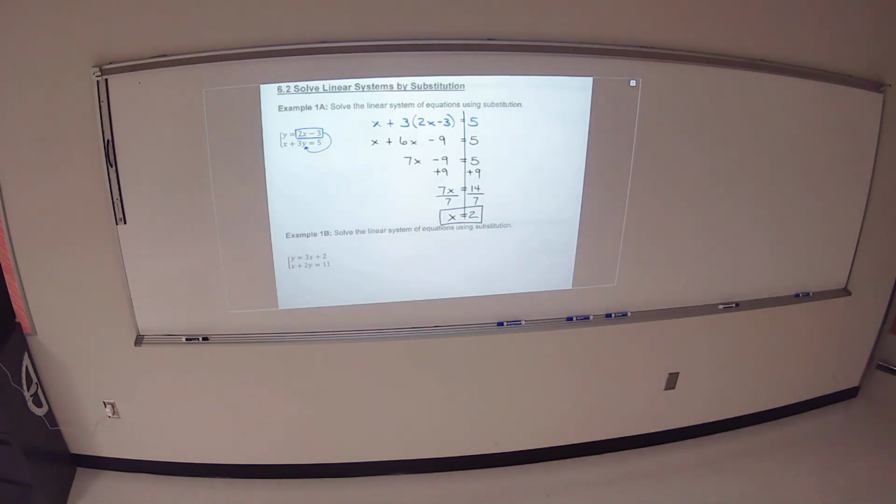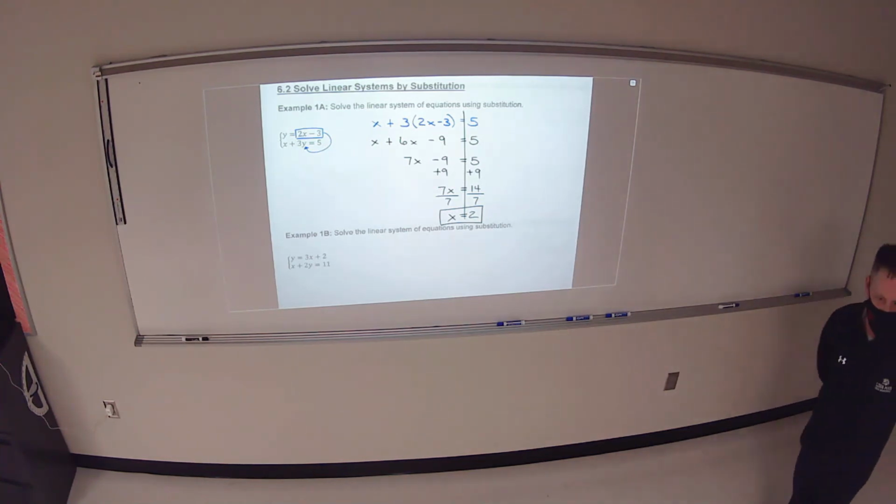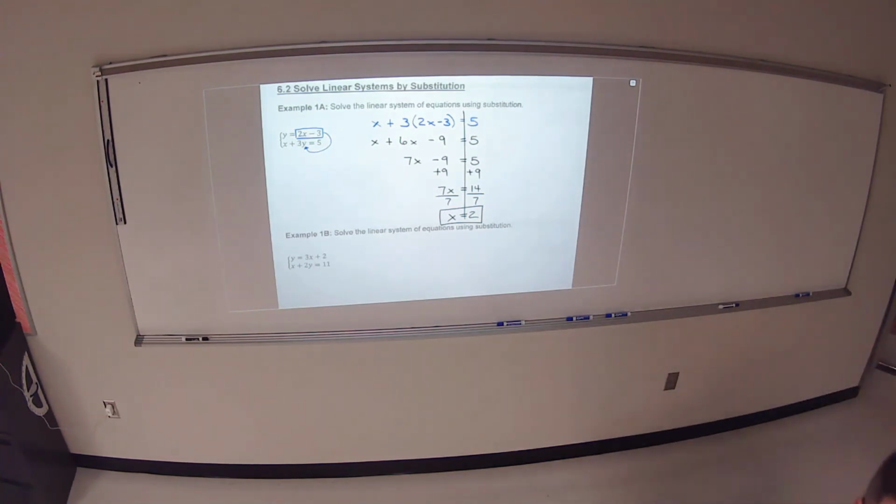Okay, this is why those parentheses are important, because when I go to solve this, my first step is going to tell me that I need to distribute. So I have x plus 6x minus 9 equals 5. Then we combine our like terms to make it 7x minus 9 equals 5. Then we want to solve our two-step equation. So we add 9 to both sides, so that 7x is equal to 14. And then divide each side by 7, and x is equal to 2. So I'm going to pause there. Questions on how we got to this one?